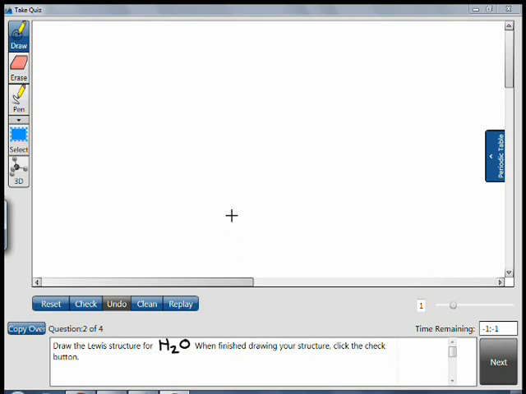This feedback is computer generated from the teacher's solution to the structure question. So the screen that you're seeing now is where a student would log into under the quiz mode, for example, and they would get something like this where it would ask them to draw the Lewis structure for water. And whenever they get finished with it, they should click the check button.